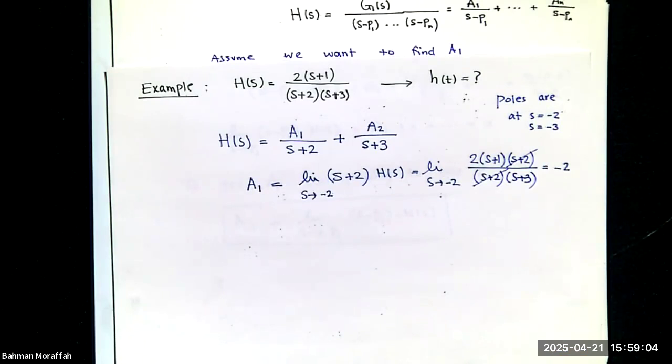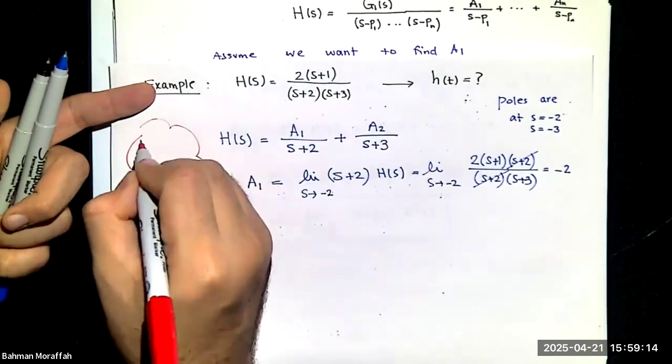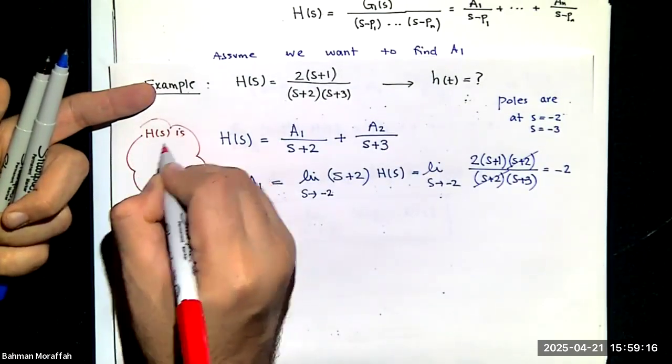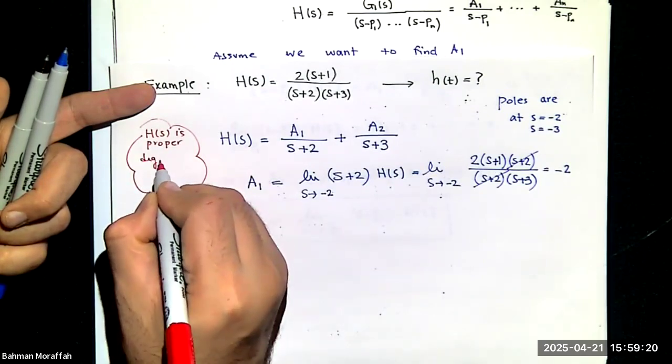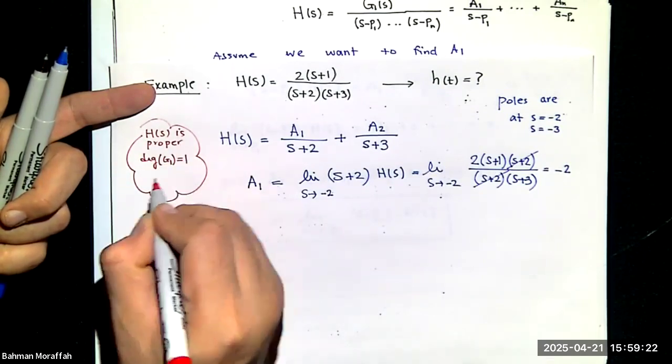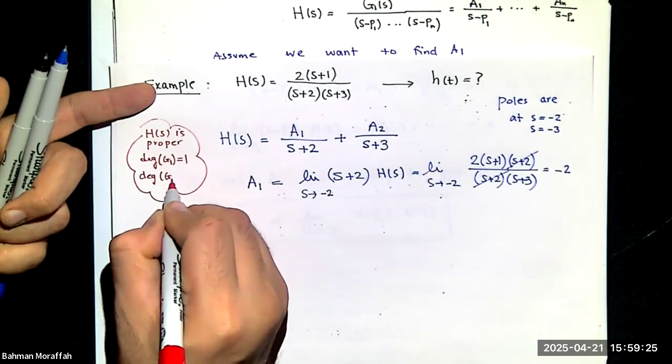Why was I able to do that? Because H(s) was proper. If it wasn't proper, we couldn't do that. So let me quickly remind you: H(s) is proper. Degree of numerator is 1. Degree of denominator is 2.